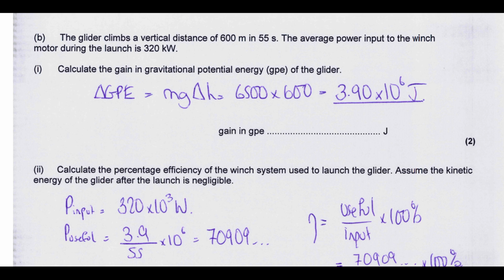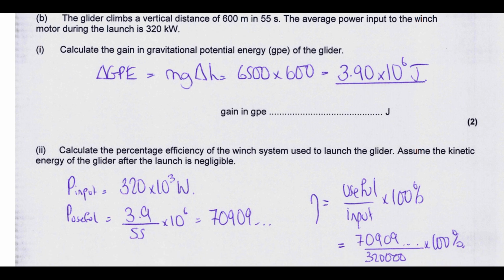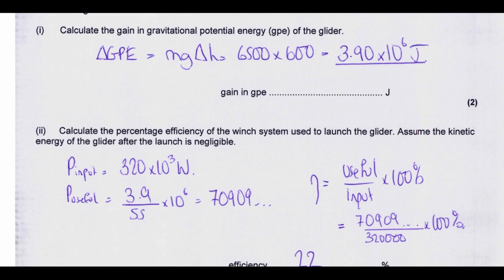Alright, so let's have a look at the final part of this question. So we've got that the glider climbs a vertical distance of 600 meters. And this question wants us to calculate the gain in GPE. So this is really straightforward. You've got the weight force already, or mg. You've got the height, therefore you've got what the change in energy is. Nice and straightforward. Then it wants us to work out the percentage of efficiency of the system.